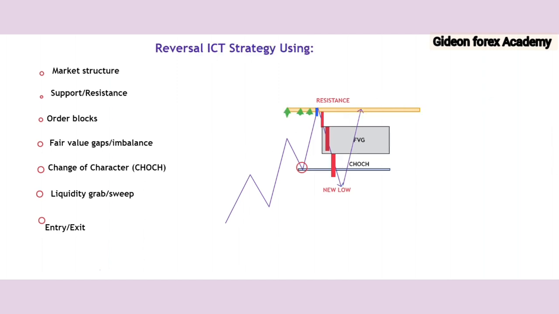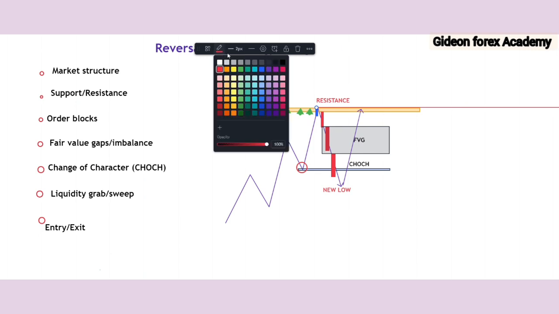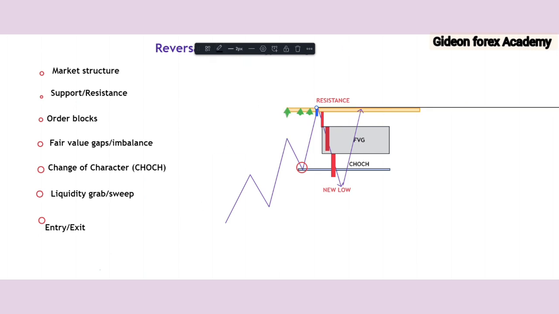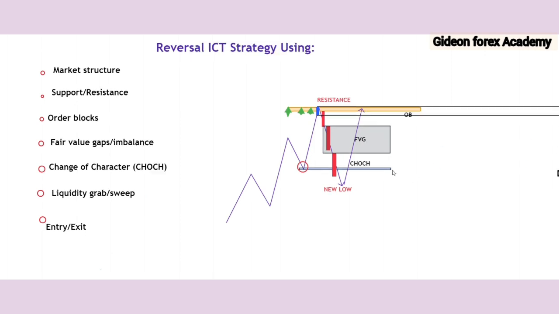So our order block, we will also mark out the low and high. This blue candle here is our order block. We'll mark out the high of the order block, and then the low of the order block here. So that area would be our order block zone. This would be our order block here.